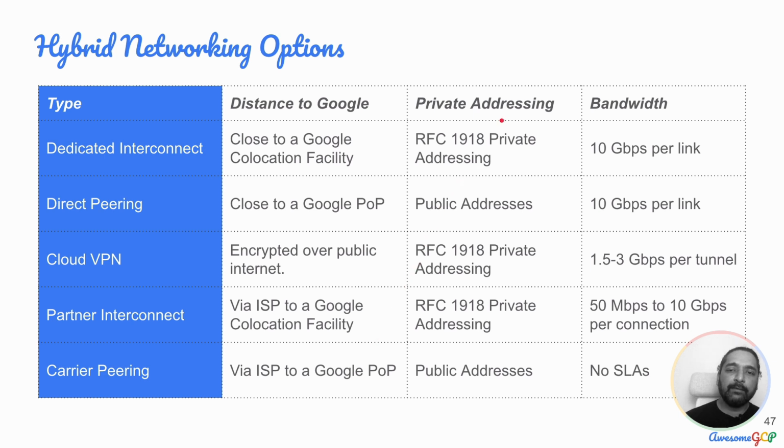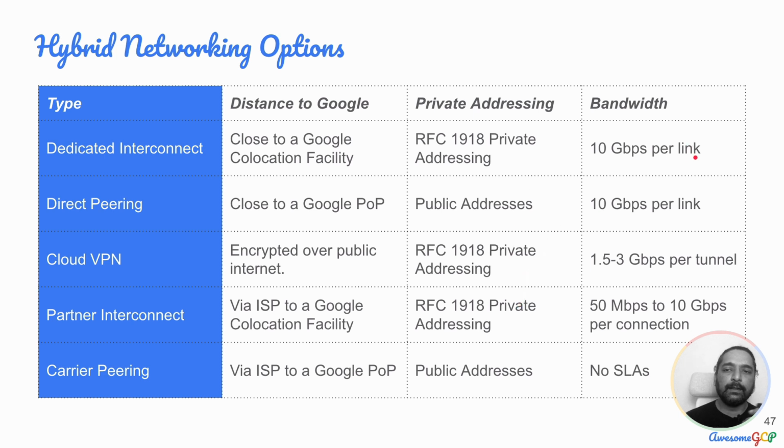When it comes to private addressing, the mnemonic you can think of is looking out into the public space from a peer. The direct peering and carrier peering allow you to access services that have well-known published public IP addresses, while the remaining 3 allow RFC 1918 private addressing.